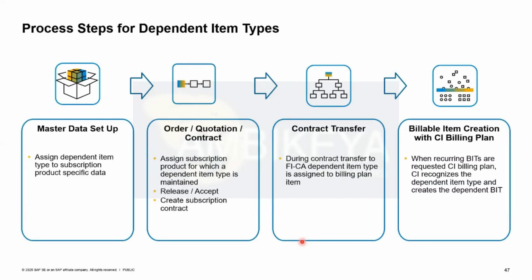It goes in this sequence. First, in the master data, when a subscription product is modeled during product modeling, we can assign a dependent item type to the product. When the order is created and submitted, during distribution this dependent item type is determined and passed to the bill plan. And finally, when the bits are created in CI, dependent bits for the partner are created. This is definitely not specific to partner settlement. Dependent bits can be created in different scenarios, and one use case is partner settlement.